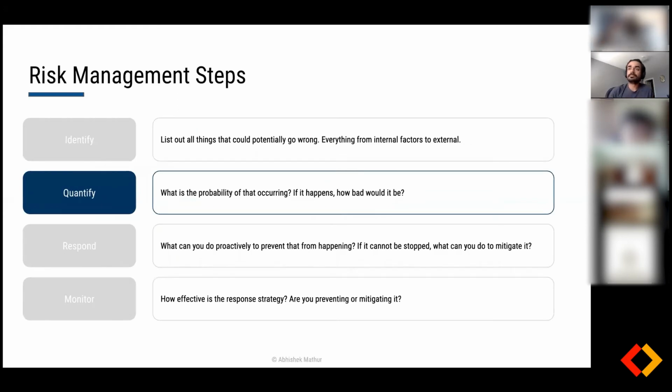Yep. So how do you document and keep track of them? Just like a RAID log or something, or do you have any other mechanism? I'm actually going to show a format over here. Okay, thanks. Yeah.